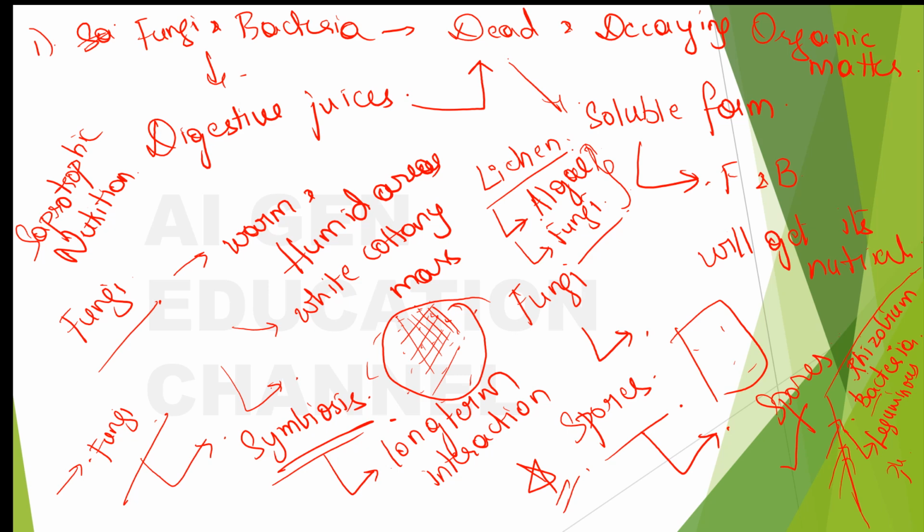They help each other in the sense that the rhizobium will convert the atmospheric nitrogen into nitrogenous compounds that can be used by the plant. And what does this leguminous plant do? First of all, what are leguminous plants? Gram and peas are called leguminous plants. They give food and shelter to this bacteria.